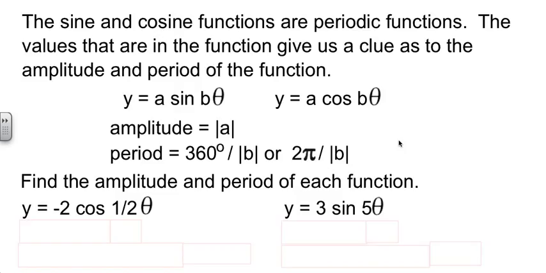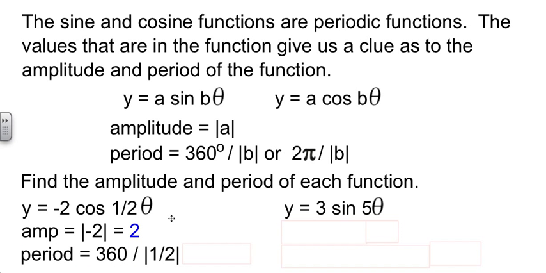So let's find a couple of amplitudes and periods just to make sure we know what we're talking about. Y equals -2 cosine of half theta. Well, the amplitude is the absolute value of the a number. The absolute value of the -2 is 2. The period is 360 divided by the absolute value of the b number. The b number is a half. 360 divided by 1/2 is 720. So we found our amplitude, we found our period.